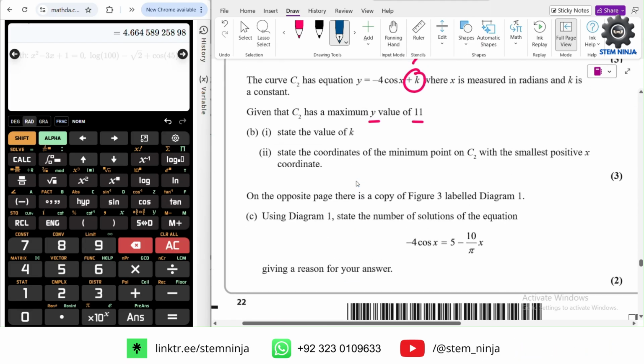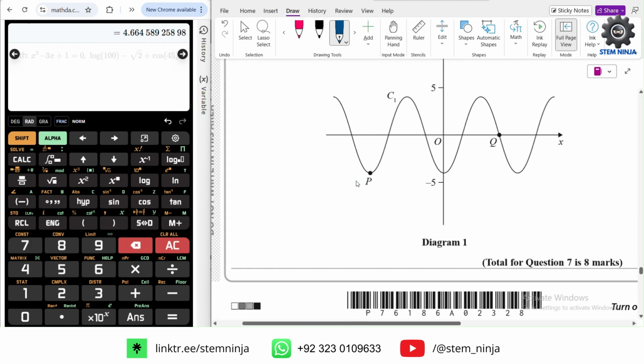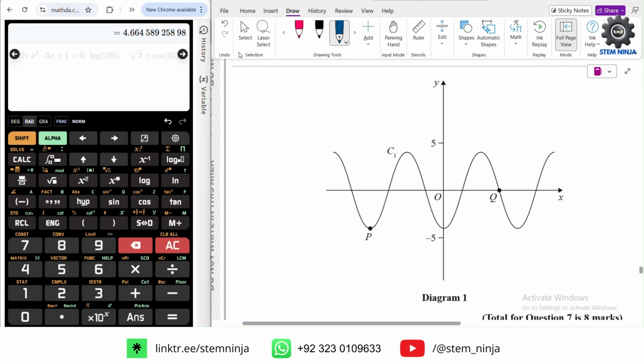On the opposite page, there is a copy of figure 3 labeled diagram 1. Using diagram 1, state the number of solutions of the equation 5 minus 10 over pi x, giving a reason for your answer. Okay, so the equation is 5 minus 10 over pi x. Now this is a straight line because this is your c, this is your m and x.